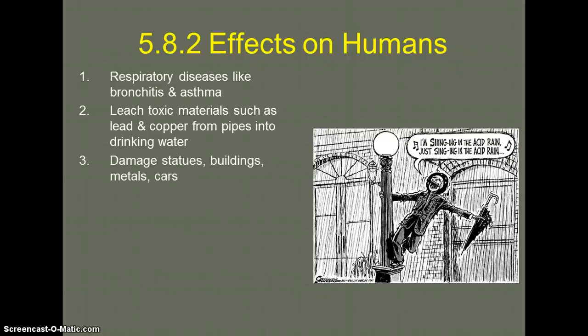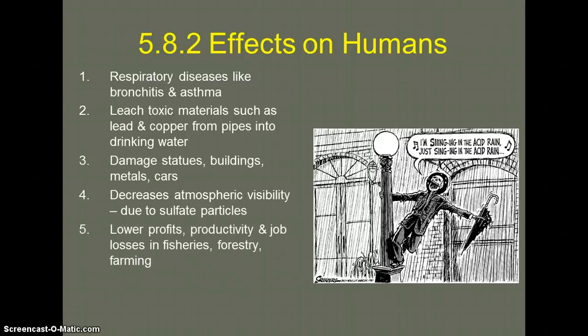It could damage our statues and our cars and all of the things we care about because we're materialistic. It can make it so the atmosphere visibility is gross. That's the dry deposition. And we might lose economic profits because of all these things that are going away. Remember, natural capital, people are depending on these things for their livelihoods.